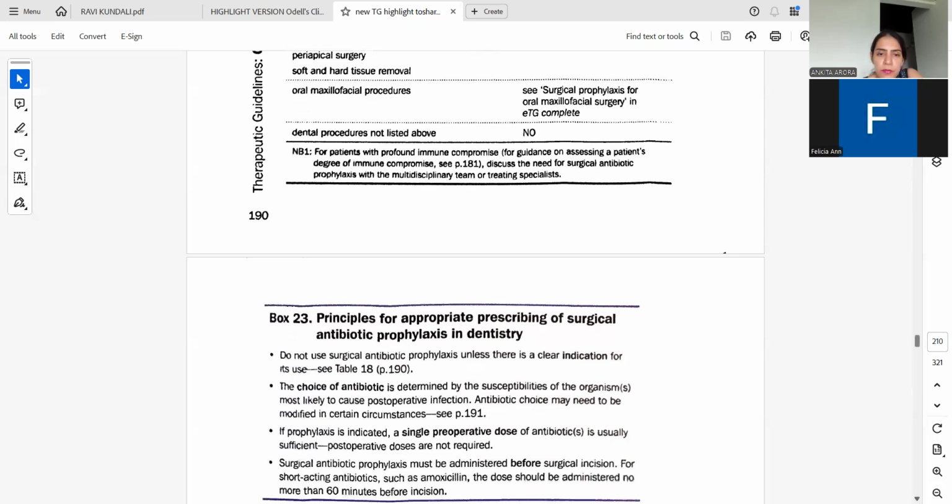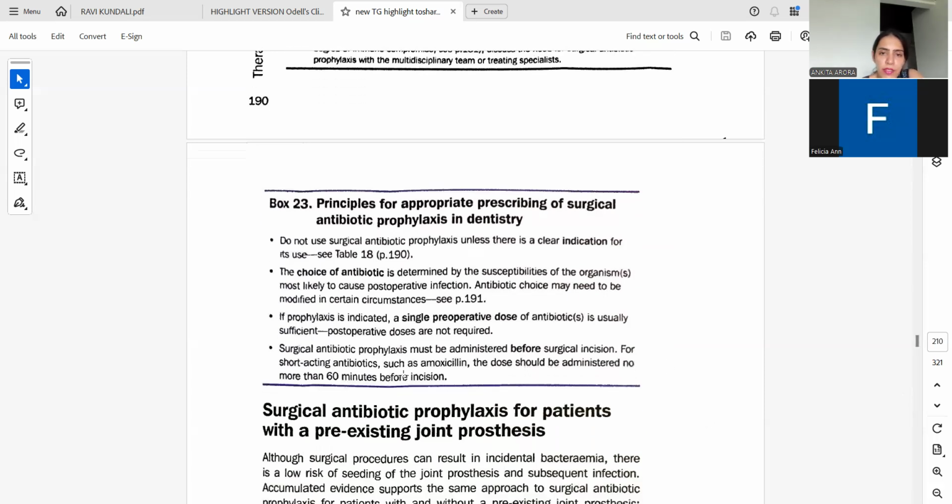Then again, they have highlighted in the box the principles. Do not use surgical antibiotic prophylaxis unless there is a clear indication. The choice of antibiotic is determined by the susceptibilities of the organisms. So we actually check which could be the organism, maybe culture and sensitivity, which would cause these post-operative infections. And if prophylaxis is indicated, a single pre-operative dose of antibiotic is usually sufficient. Post-operative doses are not required.